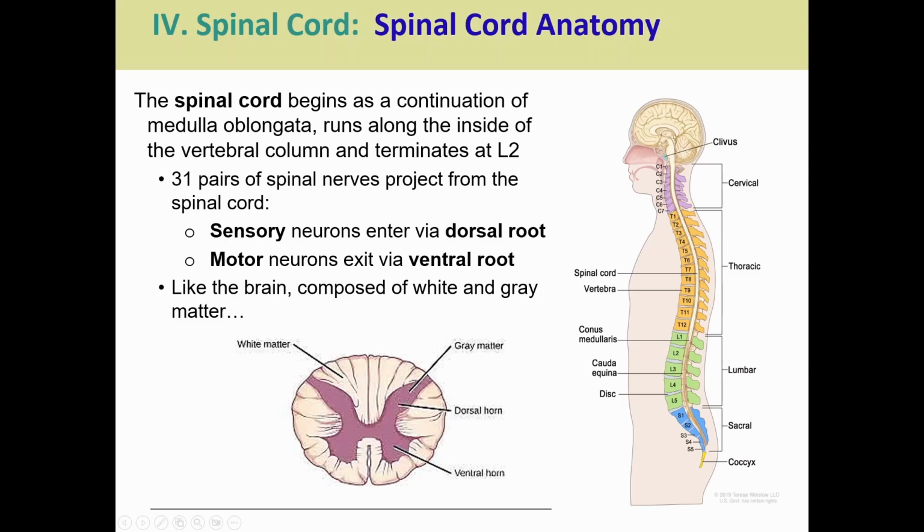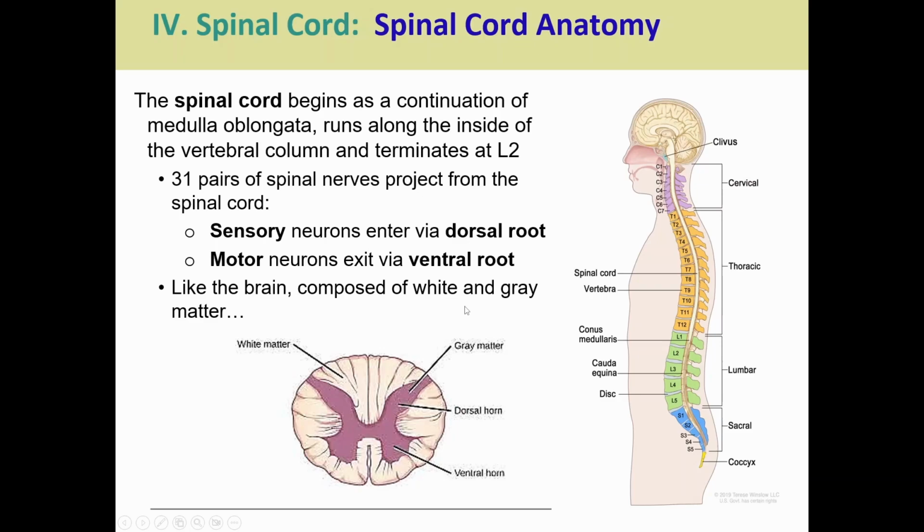So we see 31 pairs of spinal nerves that come out. Some are going to be sensory neurons, and sensory neurons are going to enter at the dorsal root, the root at the back of the spinal cord. And motor neurons are going to exit via the ventral root, or the front of the spinal cord. So the dorsal root is more towards the back, and the ventral root is closer towards the innards, right? The guts right here.